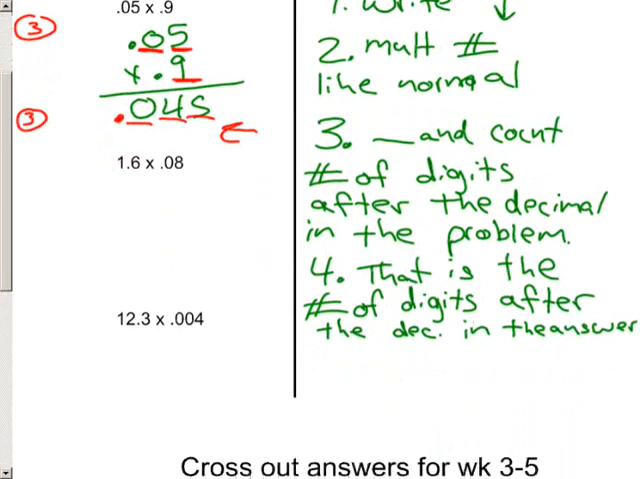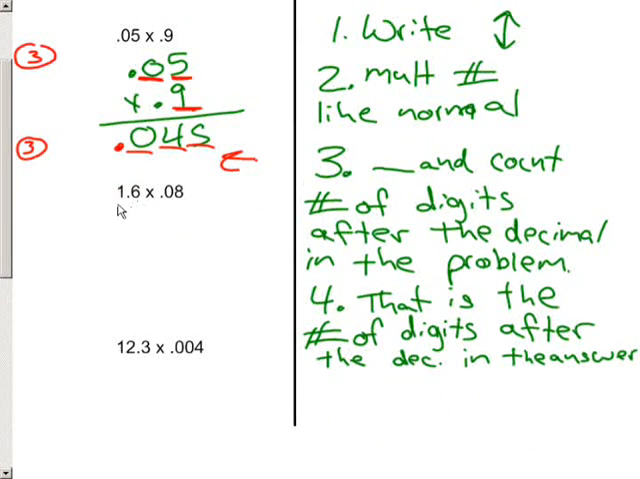Let's try another example. All right, so we're going to do 1.6 times 0.08. First step, write it vertically. 1.6 times 0.08. That's step 1. Step 2, multiply like you normally would. Forget about these decimals. 8 times 6 is 48. Carry the 4. 8 times 1 is 8. 9, 10, 11, 12. So if I just do 8 times 16, I get 128.